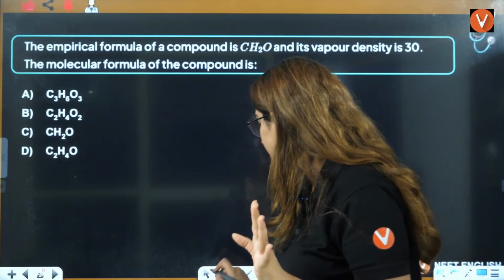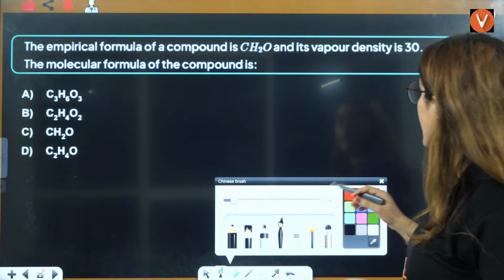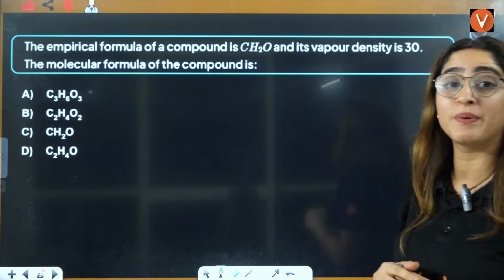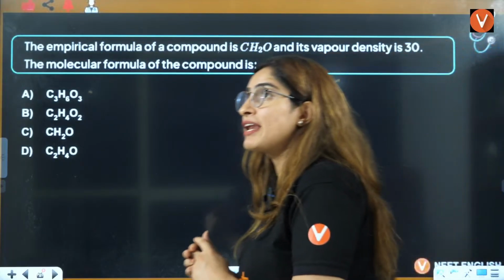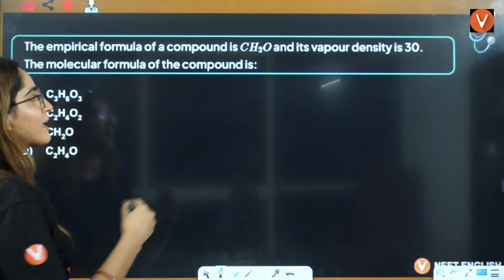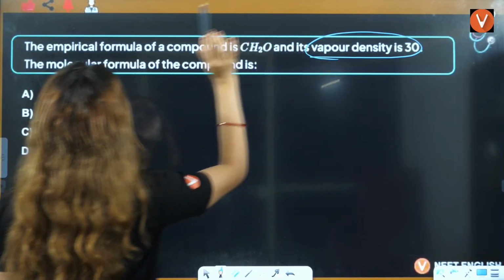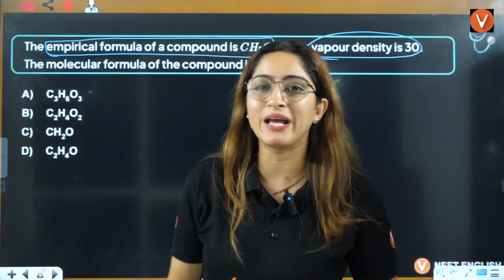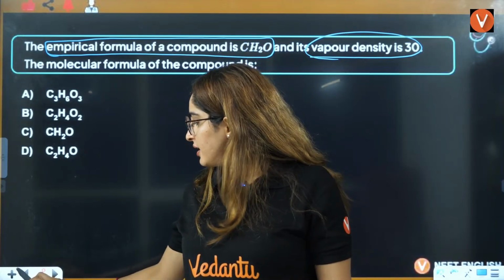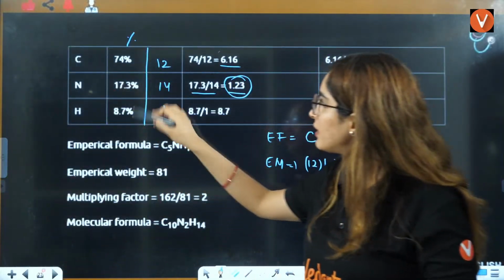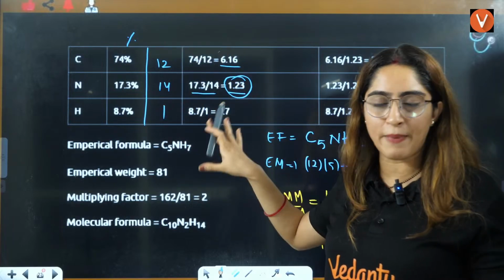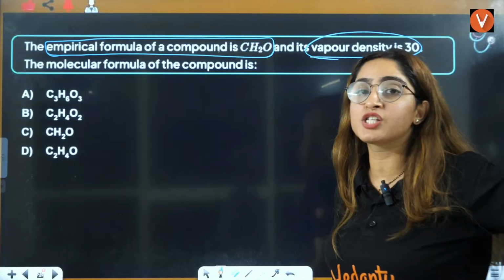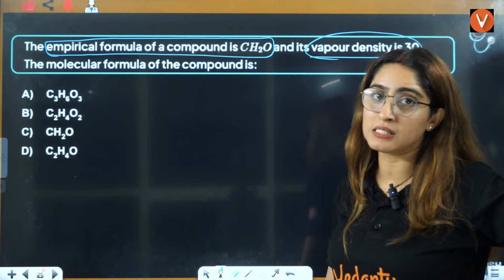Last question of today, that is: empirical formula of a compound is CH2O and its vapor density is given to you. See, whenever vapor density is given to you, indirectly they have given you the molar mass. The simple thing is here they have given you the empirical formula. If they want to make the question really lengthy, you will have to first find out the empirical formula, this is how you will find it. After that, they give you vapor density to calculate the molecular mass, right?